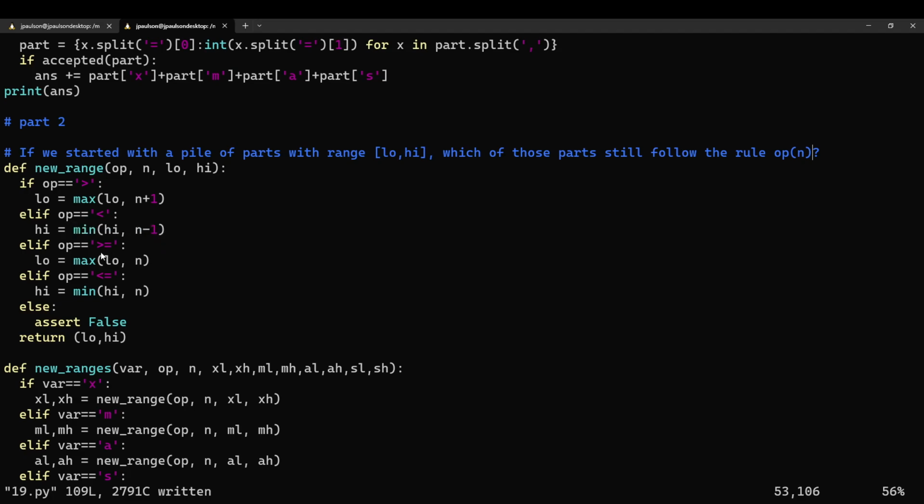And then because I'm negating, whenever I see a rule, some of the parts follow the rule and some of them don't. So I introduce greater than or equal to as the negative of less than, and less than or equal to as the negative of greater than. Similar to the rule for greater, now we need to be at least n, or at most n, and then just return the new range.